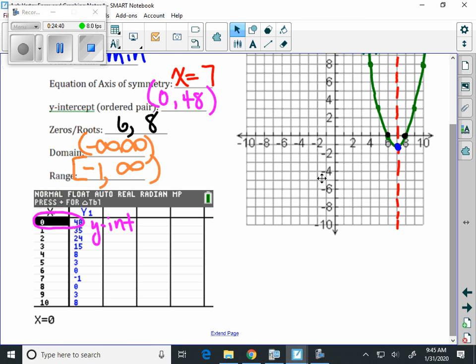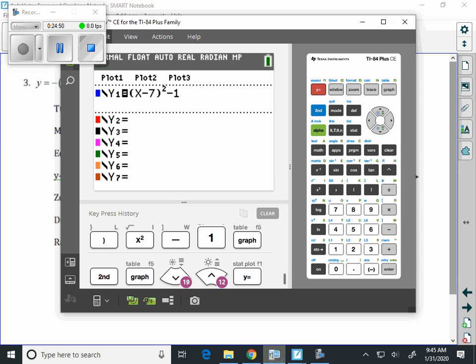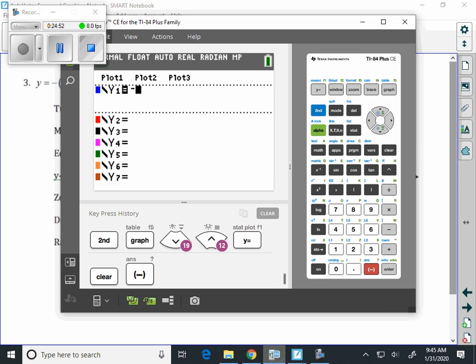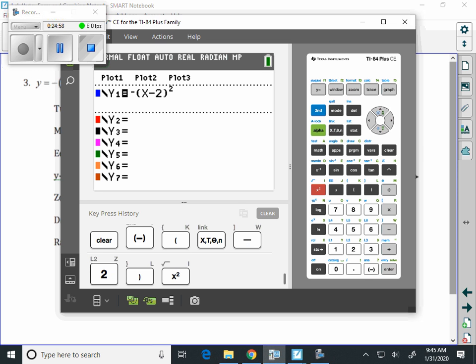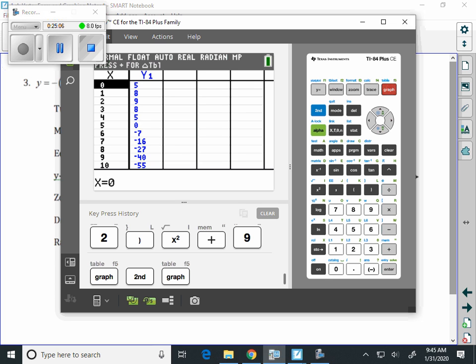So if we take a quick look at the last one here, I'll try to go a little bit quicker. But starting here with our picture, when we type it in, it's going to be negative, and then x minus 2 quantity squared plus 9. Here's a picture. It looks a little bit different. And then the table. Second table gives us some values here.